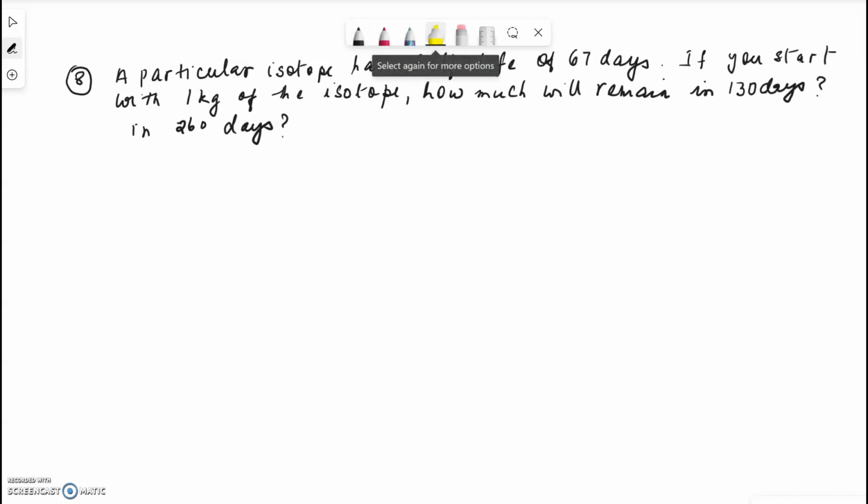A particular isotope has a half-life of 67 days. So we're given the half-life, so it's basically radioactive decay. If you start with 1 kilogram, that's your initial amount of the isotope, how much will remain in 130 days, in 260 days? Very similar problem. We've done this type before. Let's write down the formulas.